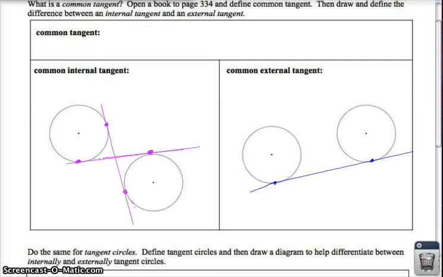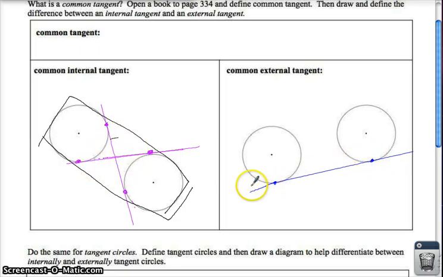Considering you were looking in the textbook to get these definitions and pictures, I'm sure you didn't have any problems, but common internal tangent, notice why do you think it's called an internal tangent? Because it's shared and it's on the inside. If you consider the outside, if you were to connect the outside edges here, like this, to go across, right? So that would be the outside edge, therefore this is the inside. So internal tangent, and then an external tangent would just be something that connected the outside edges to each other.